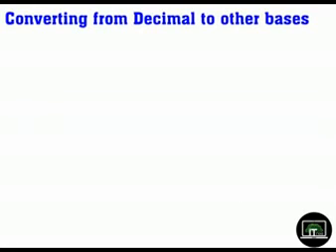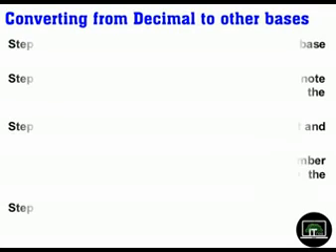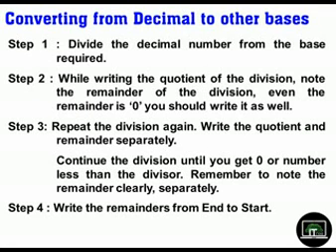Okay, we will see how we can convert a number from decimal to another base. For example, say we want to convert a decimal number to binary. The simple solution is you divide the required number by the required base. You divide the decimal number by the base required. Then you write the remainder of this division.